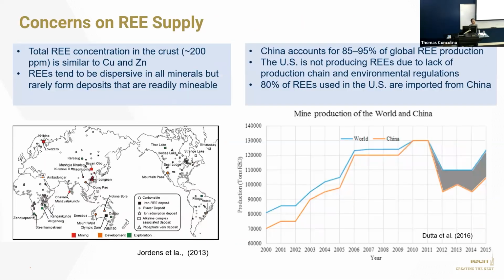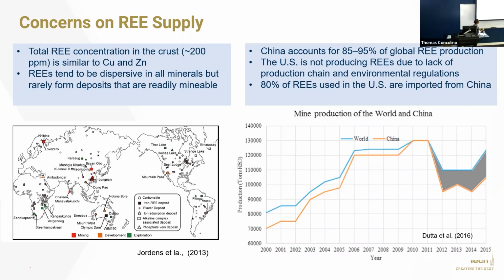But the problem with rare earth element supply, if you look at rare earth concentration in Earth's crust, is actually not that bad. It's about 200 ppm, which is similar to copper and zinc, which we worry about, but we don't worry that much. But the problem with REEs is that they tend to be very dispersed in all types of minerals. So they don't readily form mineable ores. In other words, you find them everywhere.